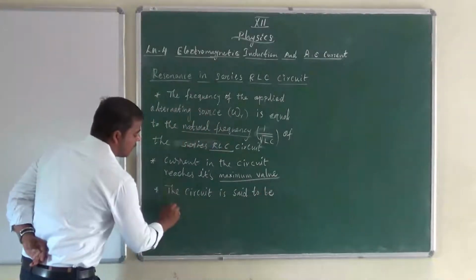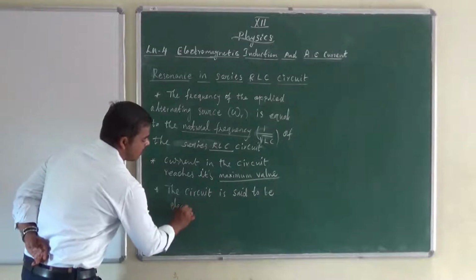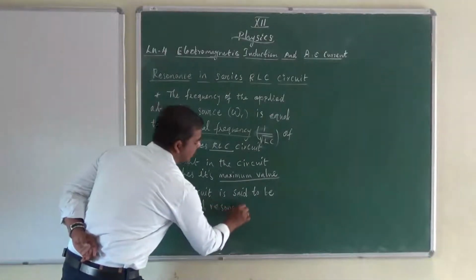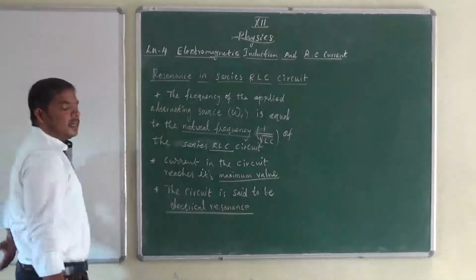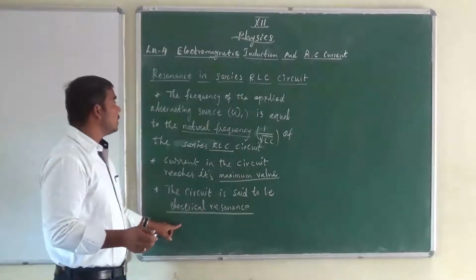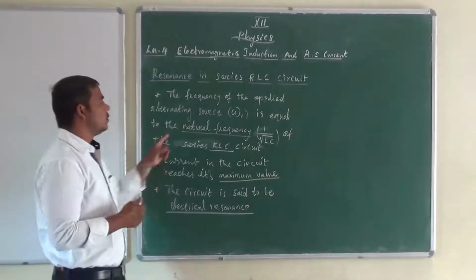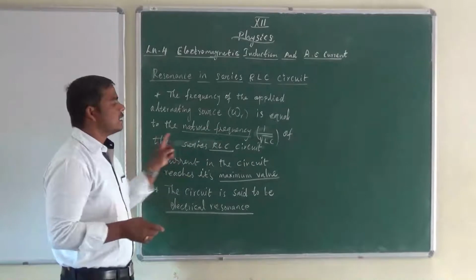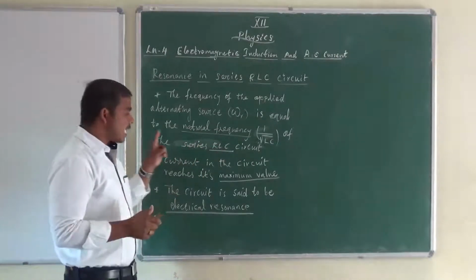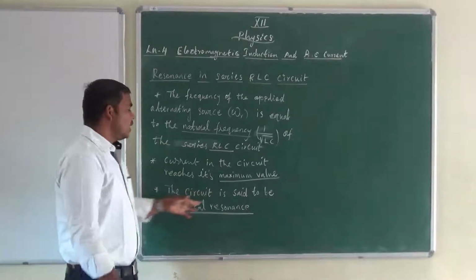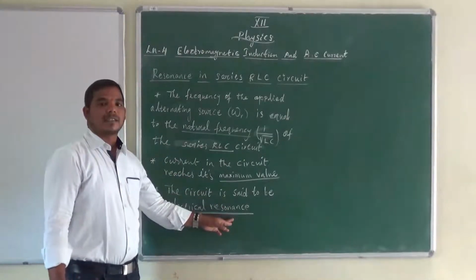two more questions, electrical resonance. What is that? Electrical resonance. Define electrical resonance: when the frequency of the applied alternating source is equal to the natural frequency of the series RLC circuit, that time the current in the circuit reaches its maximum value. The circuit is said to be in electrical resonance.